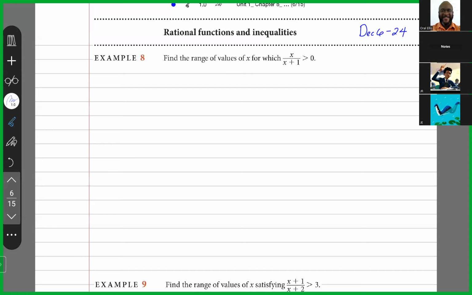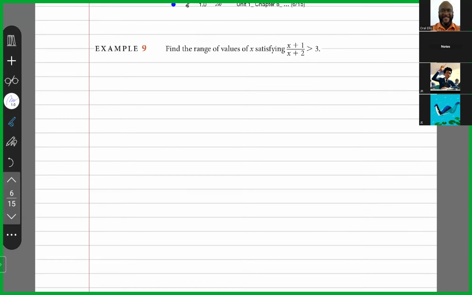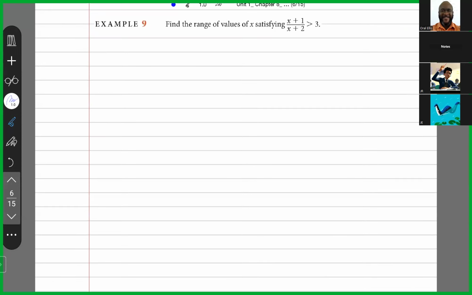All right, so right now we're going to look at rational functions and inequality. So I'm going to start out by looking at example 9. Example 9 says, find the range of values of x satisfying (x plus 1) over (x plus 2) is greater than 3. All right, I'm going to approach this question two different ways. This is the first way.